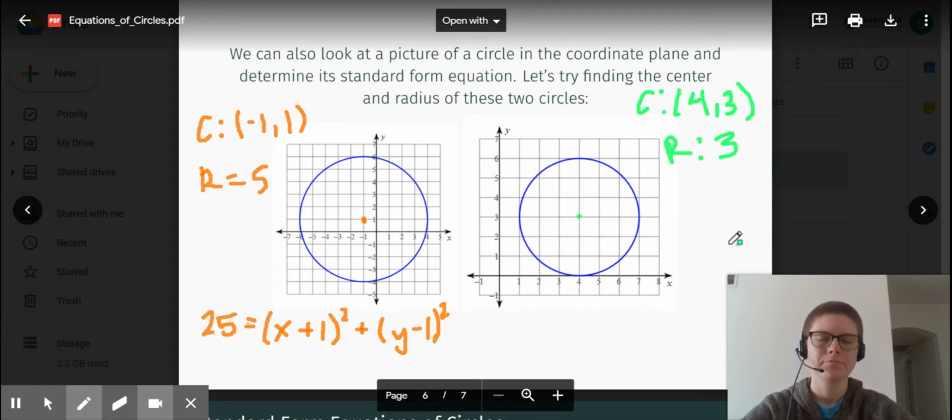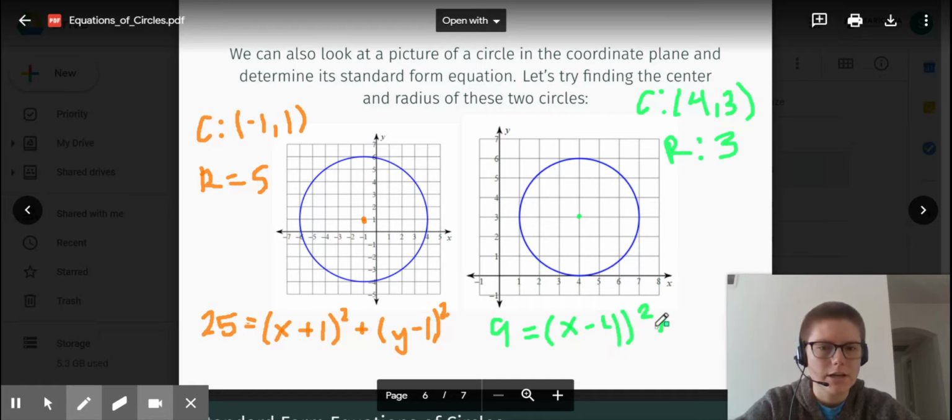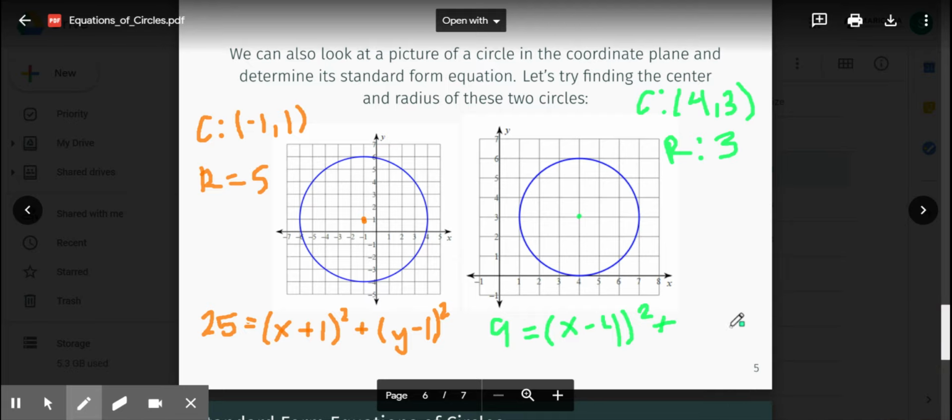All right. So now if we want to write this one as an equation, we have radius is 3, 3 squared is 9, equals x minus 4 squared plus, I'm going to have to close this out. Sorry guys, you can't see me anymore. Y minus 3 squared. And that's it.